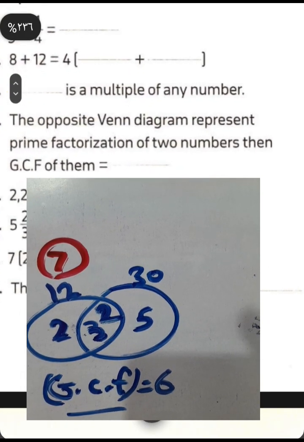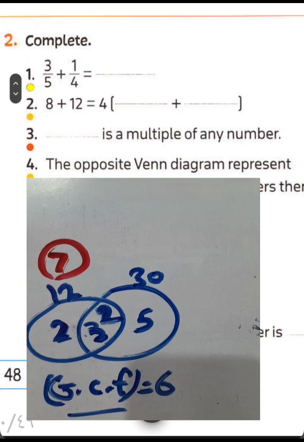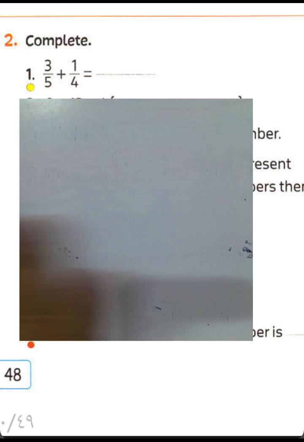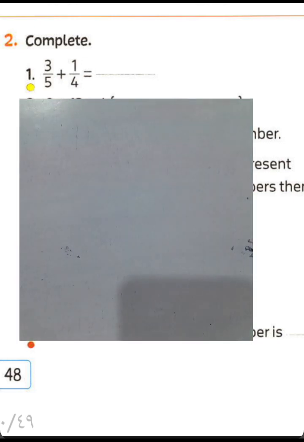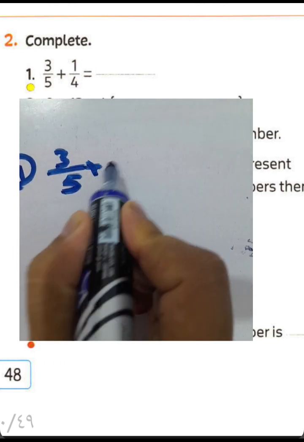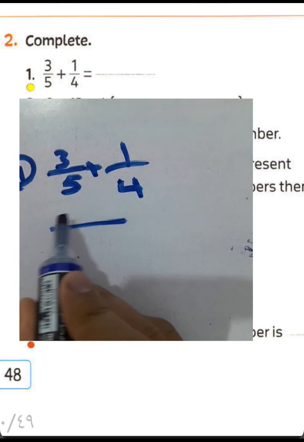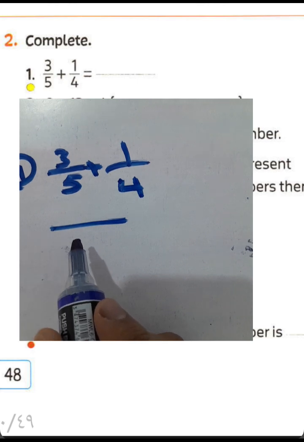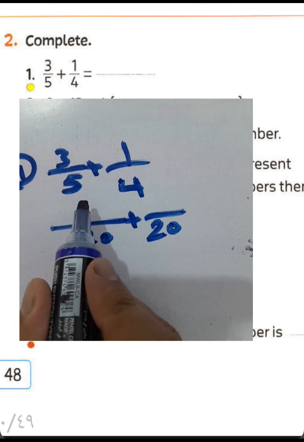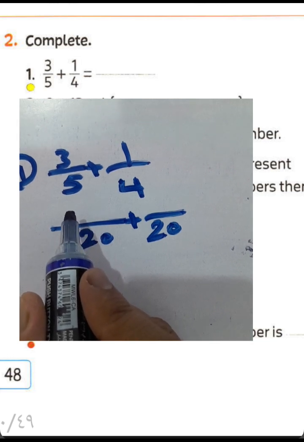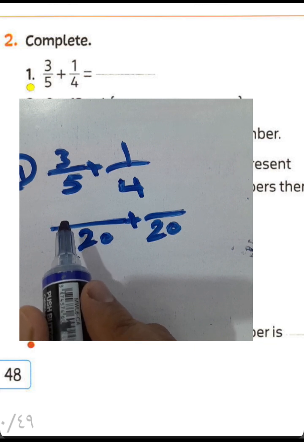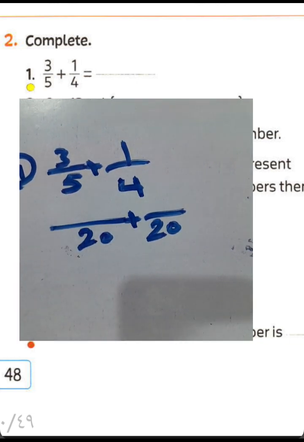Complete question number 2. Question number 1. 3 over 5 plus 1 over 4, we can find the least common multiple between the two denominators. 20 is the least common multiple between them because 5 is a prime number. You know the prime number? 5 is a prime number. Why? Because 5 has only two factors. This number can be divided by itself and 1 only.